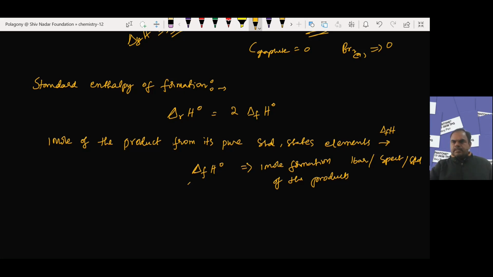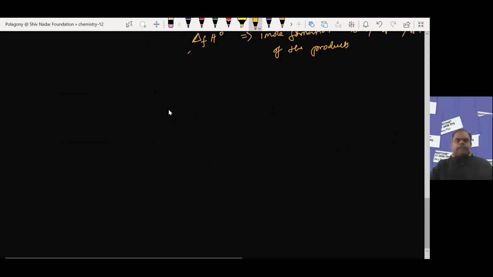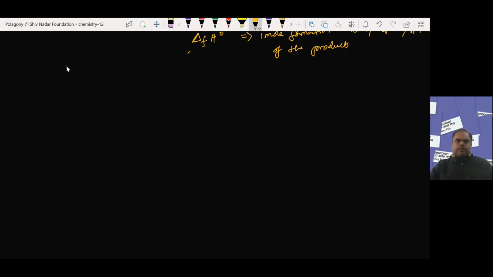Let us consider one example for this standard enthalpy of formation. Same example I would like to give. H2 gas combined with Br2 gas to form 2HBr, with standard enthalpy of reaction equal to minus 178 kilojoules per mole. Now if you see the stoichiometric coefficients, 1 mole of hydrogen gas combines with 1 mole of bromine gas to form 2 moles of HBr.